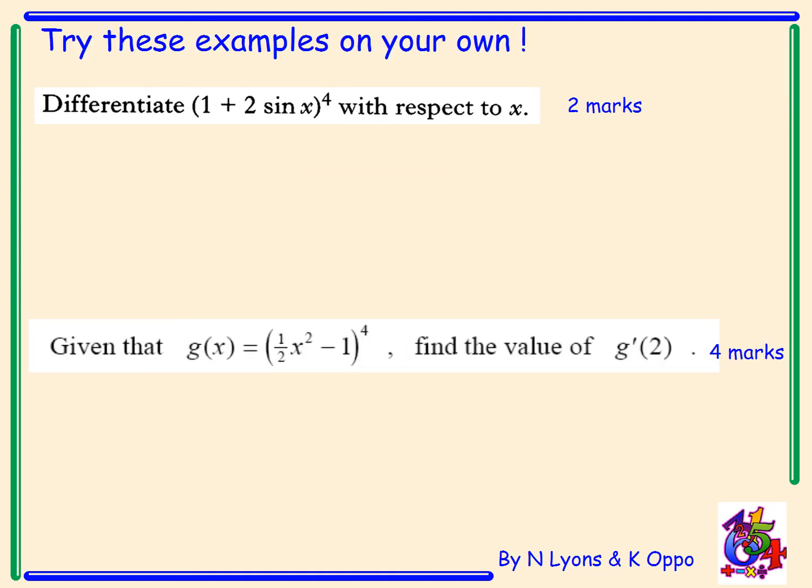Right, it's time to try these examples on your own. I want you to differentiate 1 plus 2 sine x to the power 4 with respect to x. That's 2 marks past paper. And then the next one is, given that g of x equals a half x squared minus 1 to the power 4, find the value of g dash when x is 2. That's a 4 mark past paper. So try it on your own, thinking of how SQA mark it. Pause me and then come back and get the answers a bit later on. Good luck!